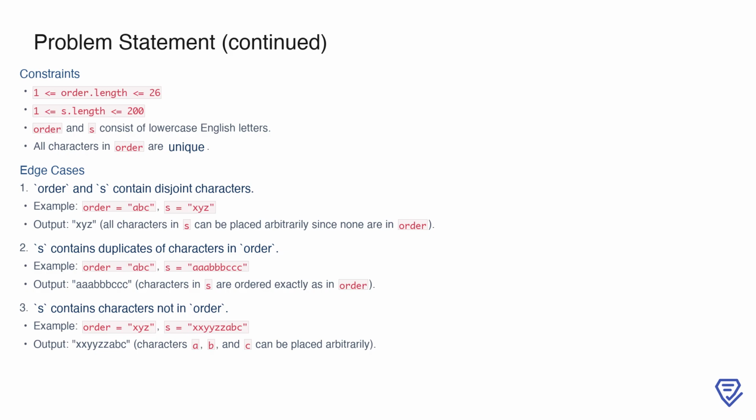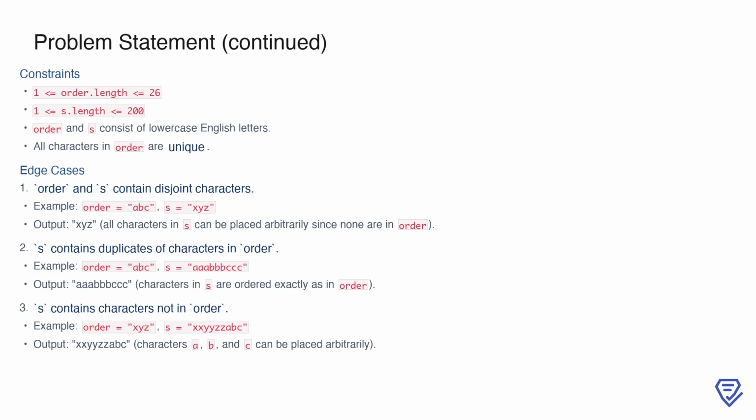Another case is when s contains duplicate characters that are part of order. For instance, if order is ABC and s is ABC, the result would still follow the same sequence as order, producing ABC. Finally, if s contains a mix of characters both in and out of order, such as order being XYZ and s being ZYZABC, we prioritize X, Y, and Z first based on their frequency in s, and then append the remaining characters B and C arbitrarily. These scenarios help illustrate how the problem can handle a variety of inputs while maintaining the rules defined by the custom order.